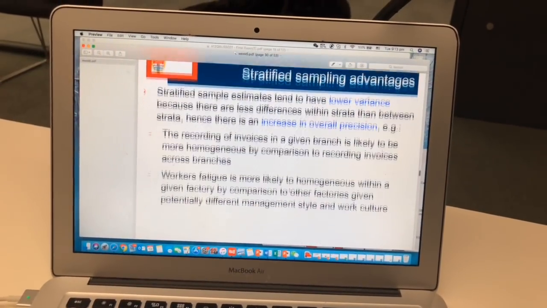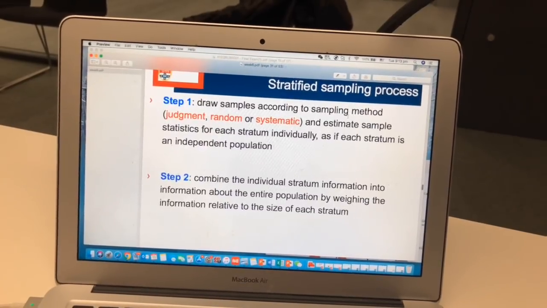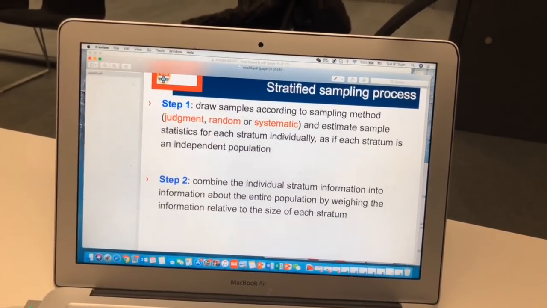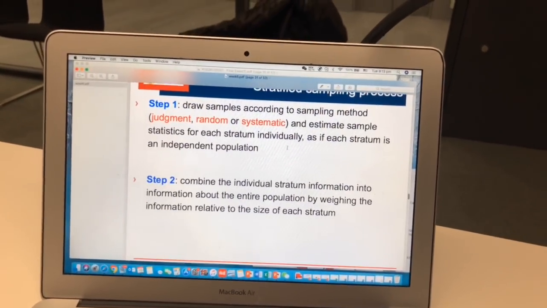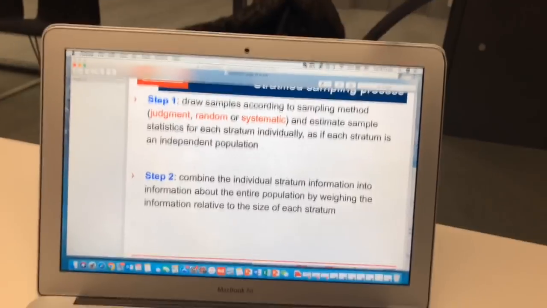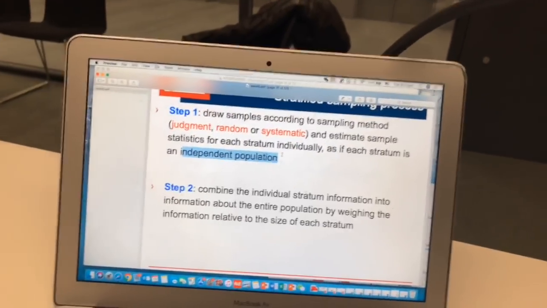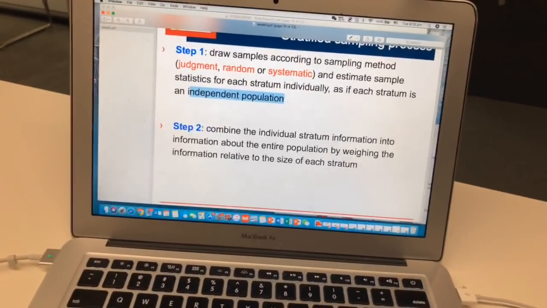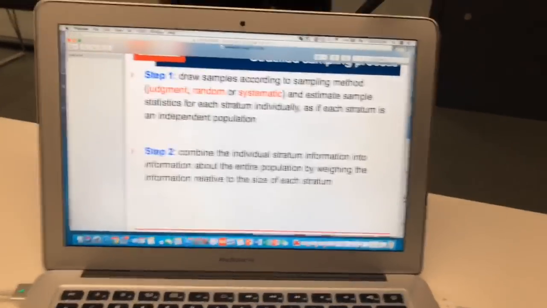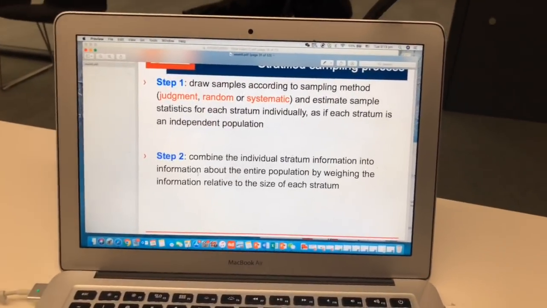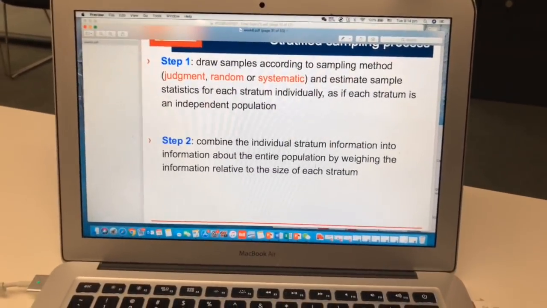The advantage, so many advantages. Draw samples according to sampling method, judgment, random, systematic, and estimate sample statistics for each stratum individually as if each stratum is an independent population. Here is very important, independent population. So we can directly calculate and add up all their variances, I guess. Combine individual stratum information into information about the entire population by weighing the information relative to the size of each stratum.